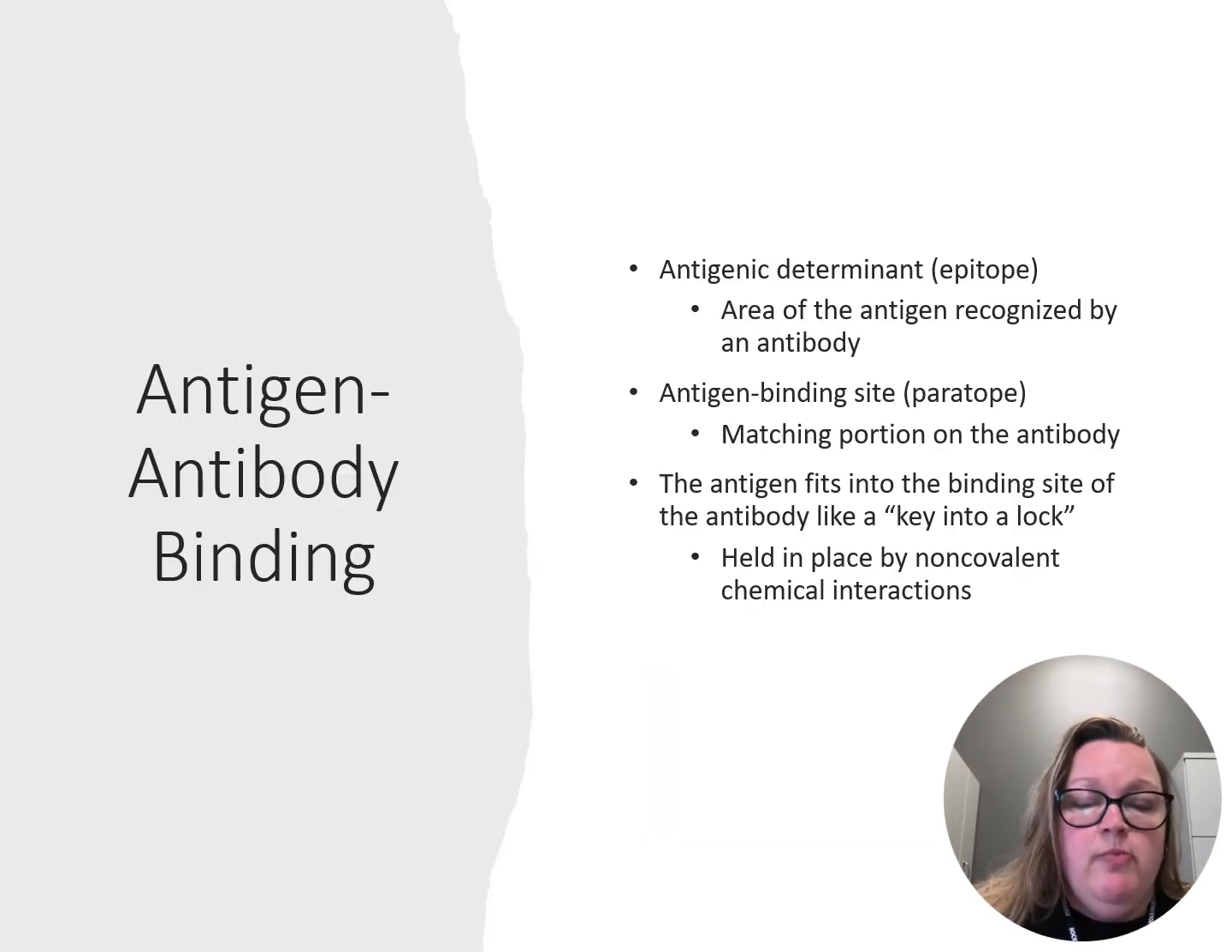Antigens are relatively small, so a large molecule of protein or nucleic acid will usually contain multiple and diverse antigens. Where the antigen is recognized by the antibody, as I said in the previous slide, is the epitope. This is also on page 166 of your text. The matching Fab portion that's actually on the antibody is the antigen binding site, otherwise known as the paratope. So the epitope fits into the paratope. It's like a lock and key, and it is held together by non-covalent chemical interactions.